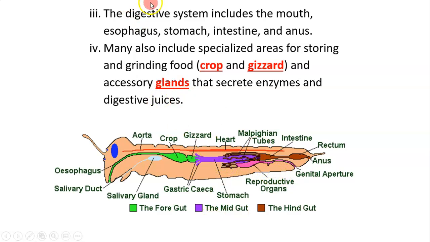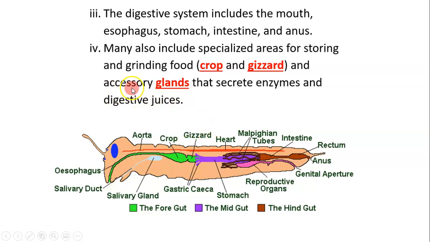Now, to continue with the digestive system, it includes the mouth, the esophagus, the stomach, the intestine, and the anus. Many also include specialized areas for storing or grinding food, the crop and the gizzard. We talked about what the crop and gizzard were with annelids, because the earthworm has those too. Remember, the gizzard is muscular and has little hard structures in it, so they squeeze the gizzard when there's food in it, and the hard structures act like teeth. So in a sense, they chew with their gizzard. So we have the mouth, the crop, the gizzard.